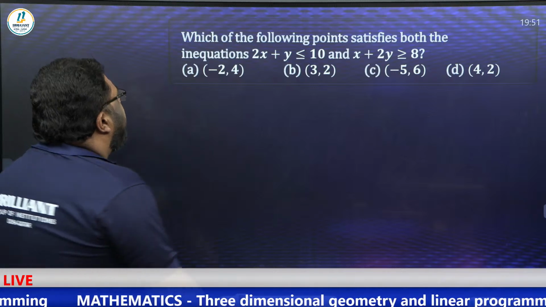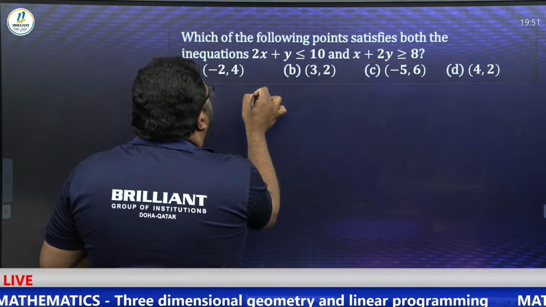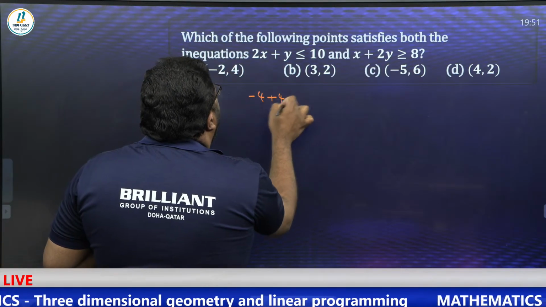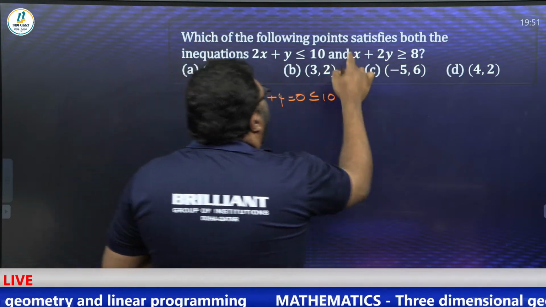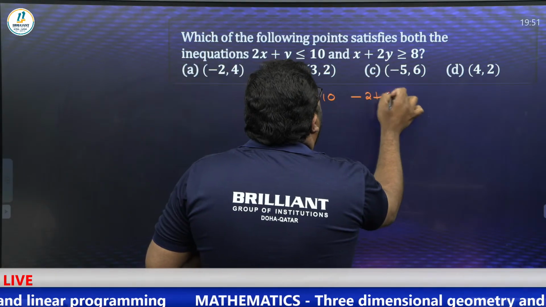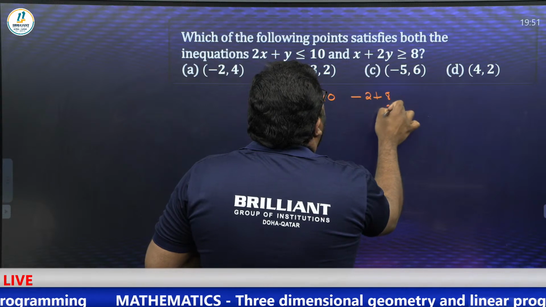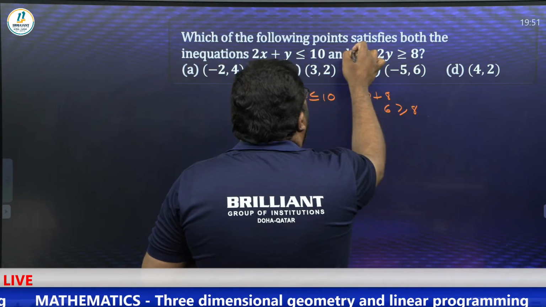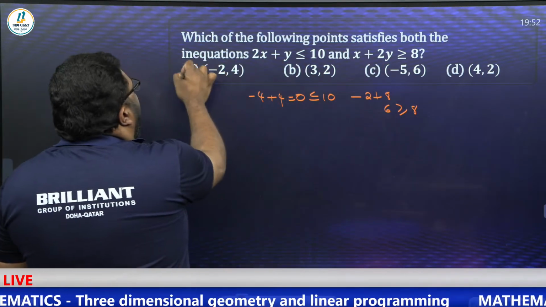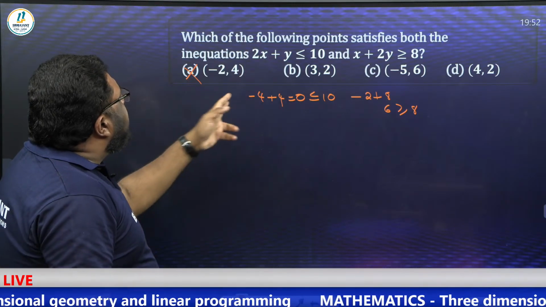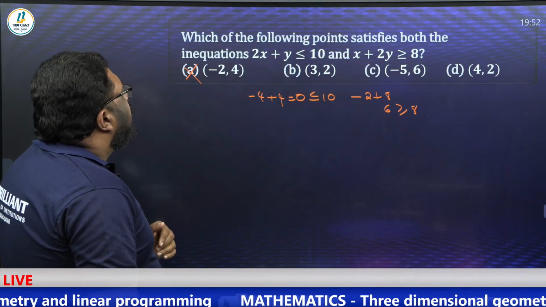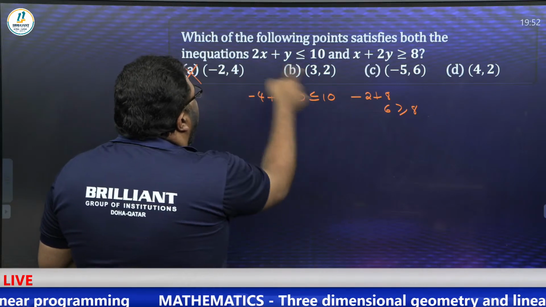Just substitute and check. -2 you put here, you get -4 plus 4, which is equal to 0, which is less than 10. So that is correct. Okay, you put here -2 plus 8, which is 6, greater than or equal to 8. That is wrong. So the first option is wrong because it satisfies equation number 1, but it doesn't satisfy equation number 2.